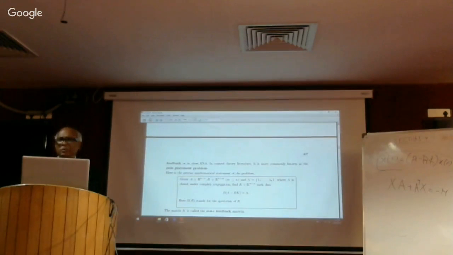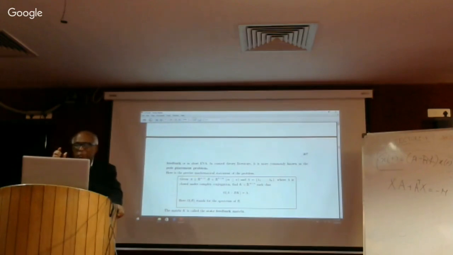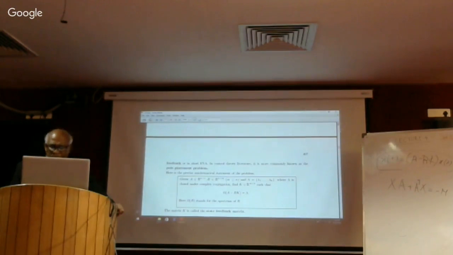This is a classical problem. K is called the state feedback matrix because it's a feedback matrix which is constructed using state. Actually, you don't need the knowledge of state to construct the matrix K. But to implement the control, u(t) equal to minus Kx(t), then you need the knowledge of state. That's why it's called the state feedback matrix. But you must observe that to compute the feedback matrix K, you don't need the knowledge of the state. Only to implement the control do you need the knowledge of state.